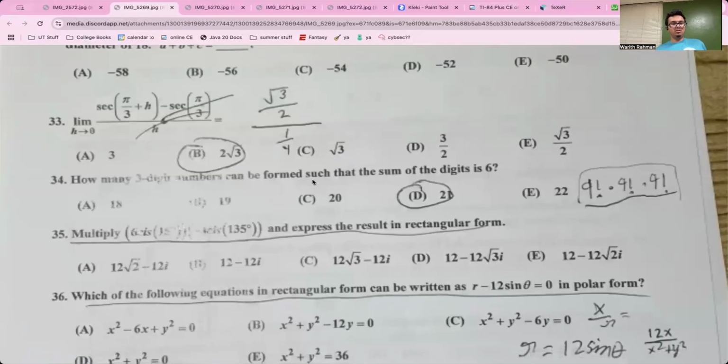Okay. How many 3-digit numbers can be formed such that the sum of the digits is 6? Okay, casework. Trivial casework. All these numbers must be written in the form of 1xx, 2xx, 3xx, 4xx, 5xx, 6xx, because anything more will require a negative digit. The only number that works here is 600, so we have one option.